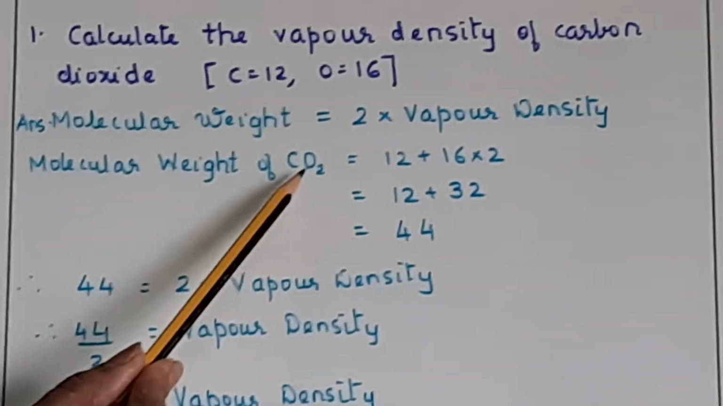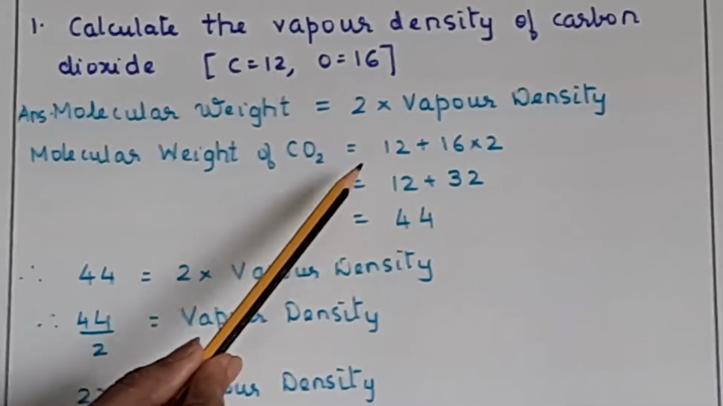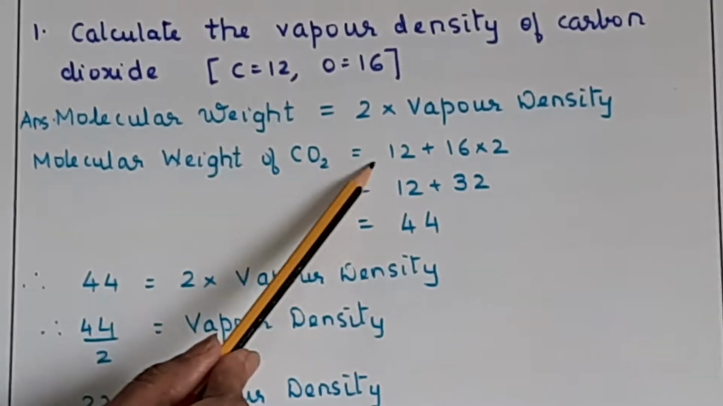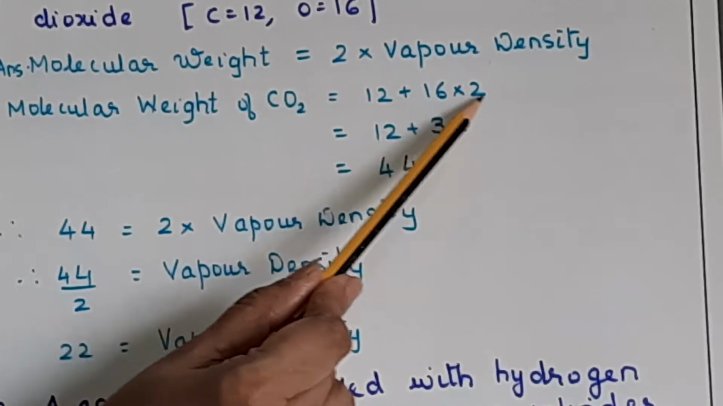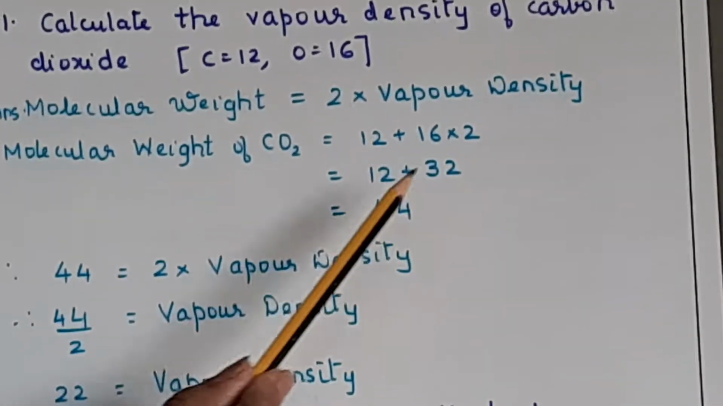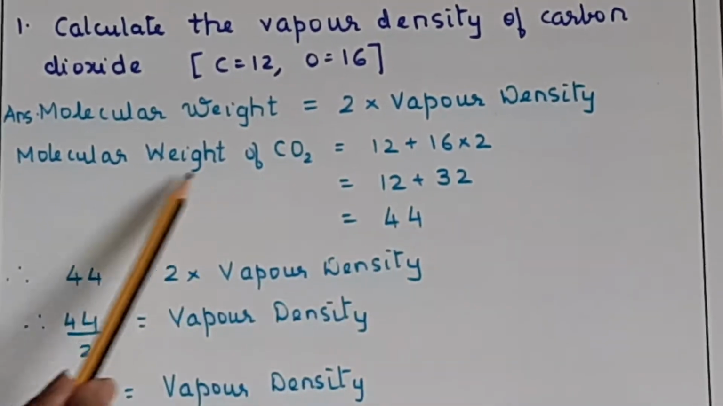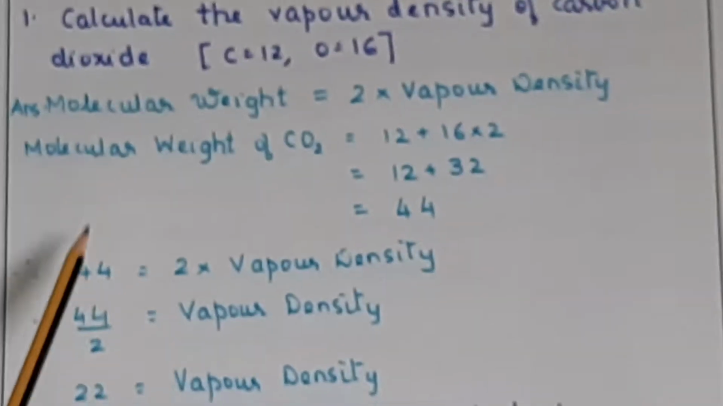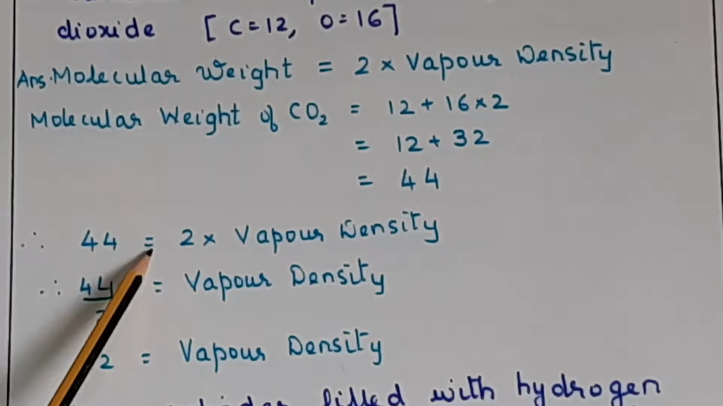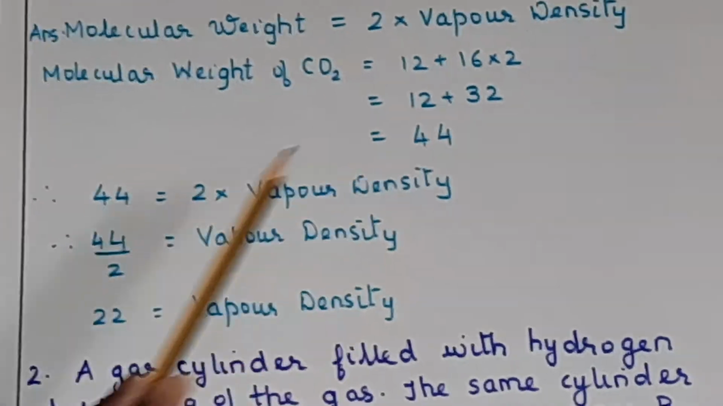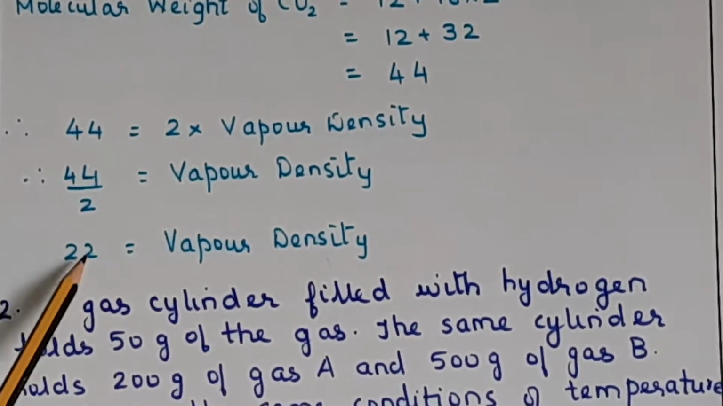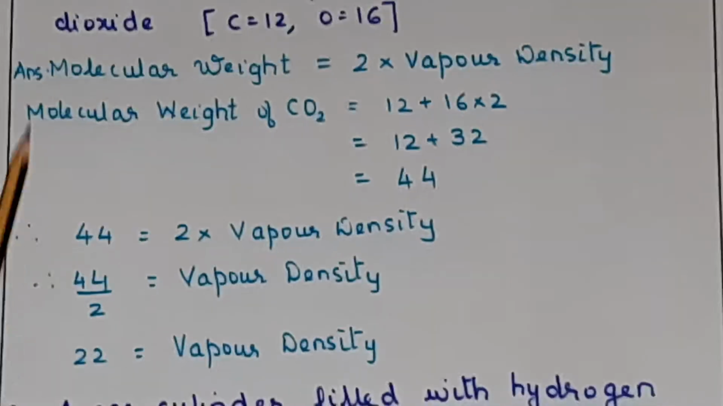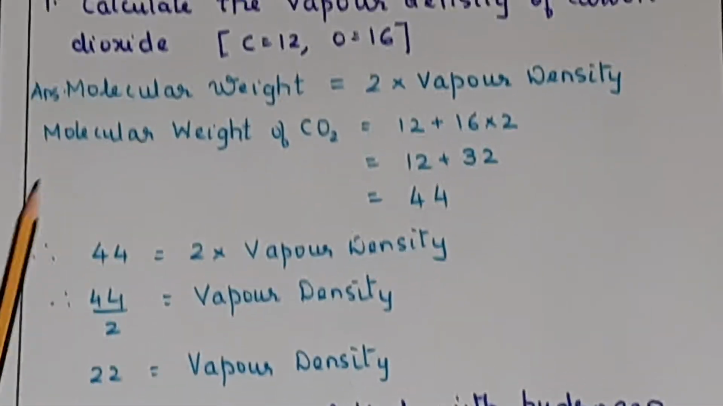So molecular weight of CO2, substitute the atomic weights. Carbon is 12, so 12 plus, there are 2 atoms of oxygen, plus 16 into 2. So 12 plus 32 is 44. So molecular weight is 44. Substitute in this formula: 44 is equal to 2 into vapor density. So 44 divided by 2 will be the vapor density. So vapor density is 22. These kinds of sums are generally asked for just 1 mark in the compulsory section.